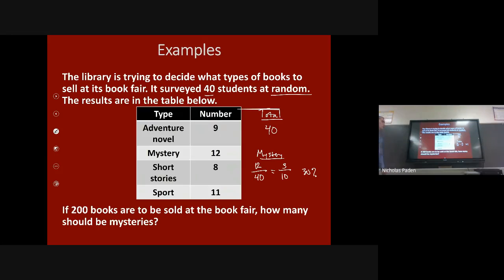Okay, so 200 books are to be sold. How many should be mysteries? The two different ways I could answer this, I could say 12 out of 40 equals what out of 200? 40 times what gives us 200? 40 times 5. So I do 12 times 5 and get 60. Or I could also see that it's 30%. The amount of mystery books is 30%. So I do 200 times 0.30, and 200 times 0.30 would give me 60. And so 60 would be our answer.